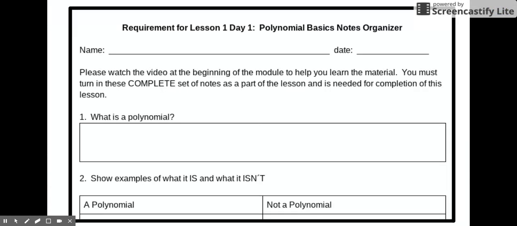So you should have a worksheet that looks like this. Please do make sure you fill this out. It's due with this lesson. It's not considered complete until you turn in your notes and pass the quiz. So let's go ahead and get started.